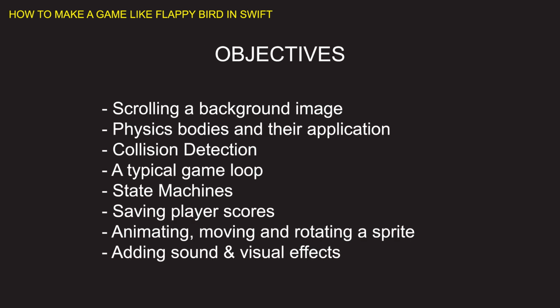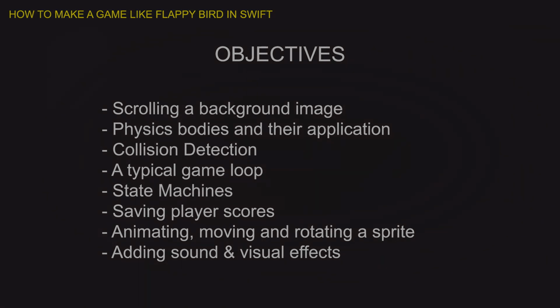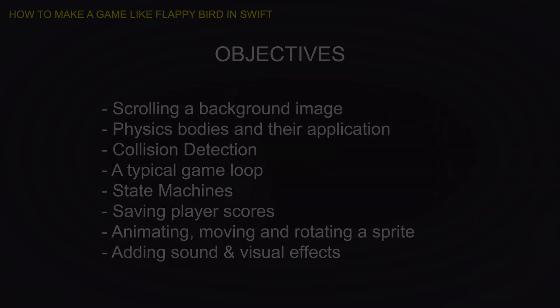By the end of this course, you will have learned the following: how to scroll a background image to simulate movement, how to apply a physics body to a sprite and thereby allow the world forces, for example gravity, to act upon it. You'll learn how to handle collision detection, which is very important for most games. You'll see how a typical game loop operates. We'll talk about state machines, saving player scores, animating, moving and rotating a sprite, and adding sound and visual effects. The sound and visual effects are very important. They add the sizzle.